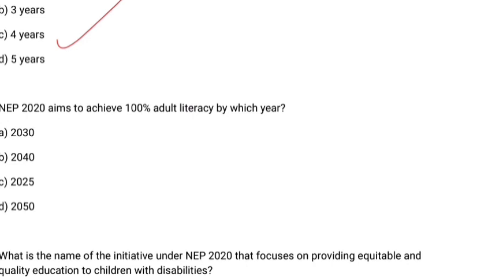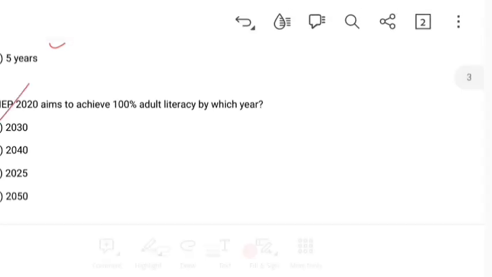Then NEP 2020 aims to achieve 100% adult literacy by which year? 2030, 2040, 2025, 2050. So it will be 2030. Okay, this is the year.